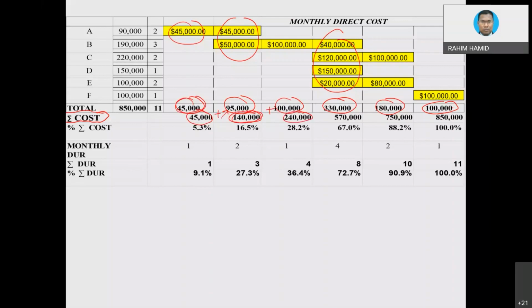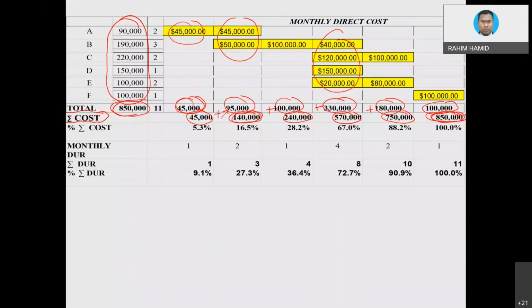And then you get 570 plus 180, you get 750, and you plus with 100, you get 850,000. That is what we call cumulative. And if you notice that 850,000 is exactly the same as when you add up all the cost from each activity. Okay, because you are not doing anything actually. You are just basically distributing the cost according to the Gantt chart. And that is as a check.